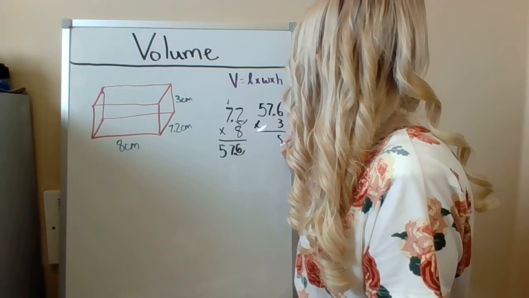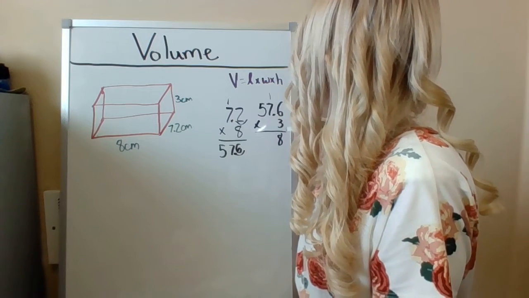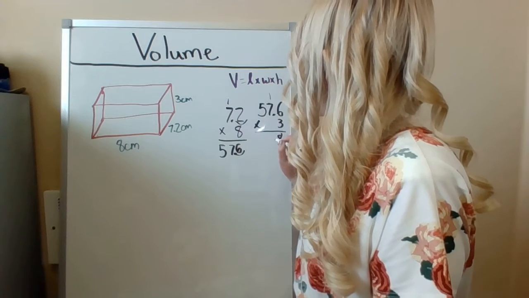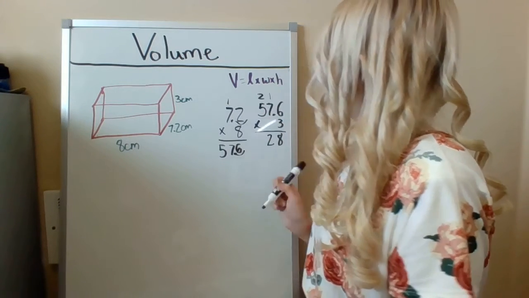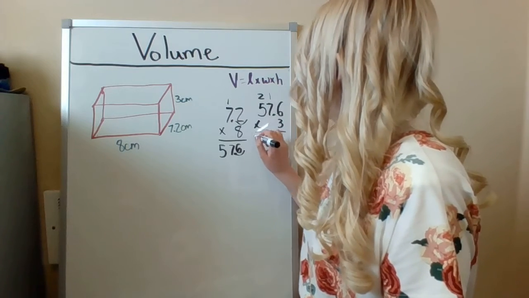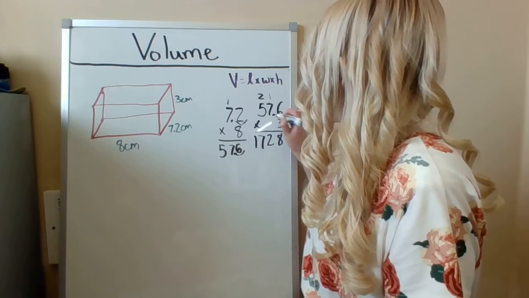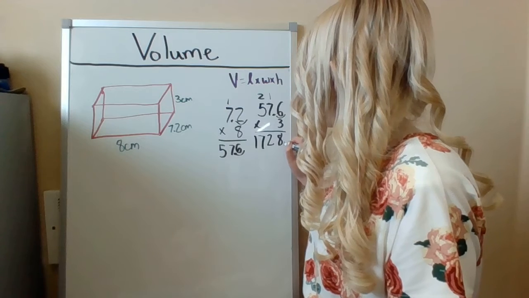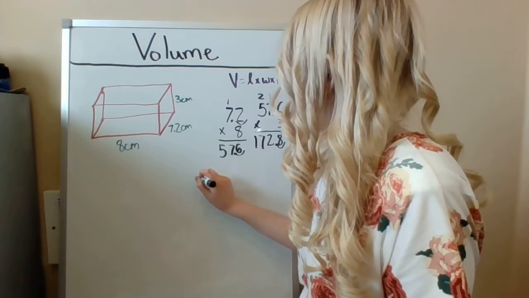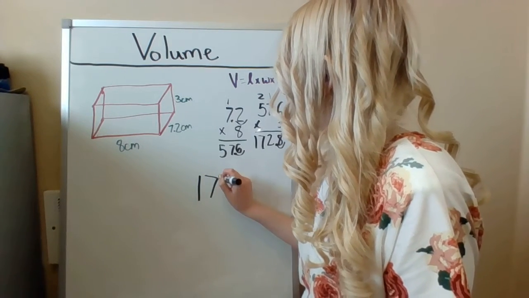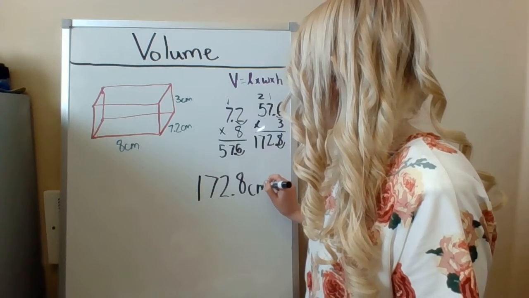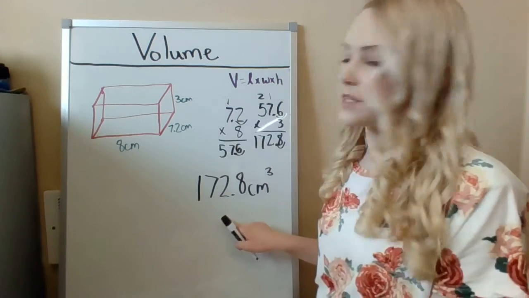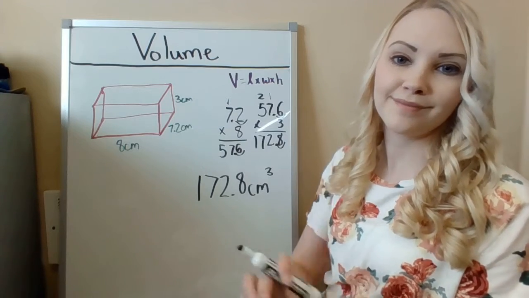3 times 6 is 18. 3 times 7 is 21. Add 1 is 22. 5 groups of 3 is 15. Add 2 is 17. Bring one place value over for that decimal, giving me 172 8/10 centimeters cubed, again because it's a 3D shape.